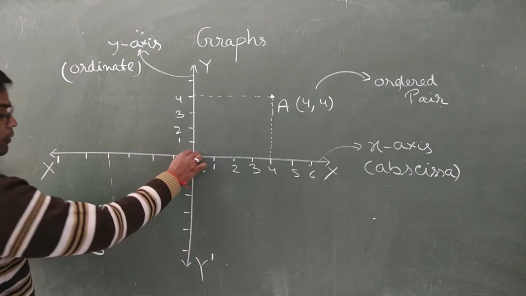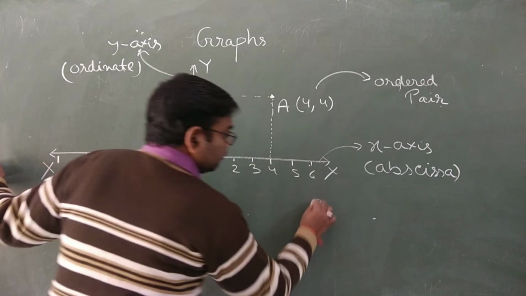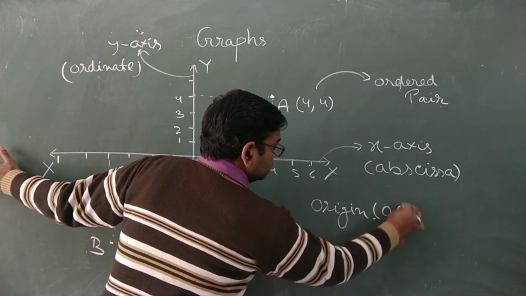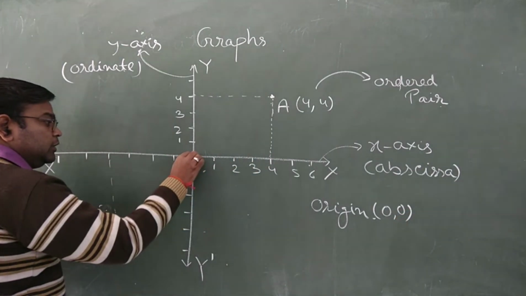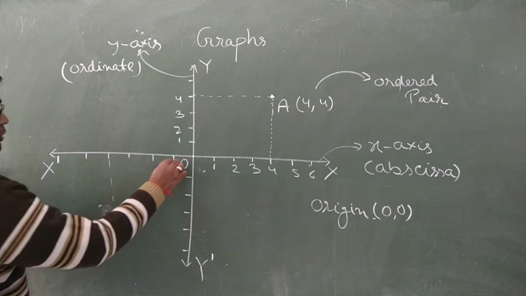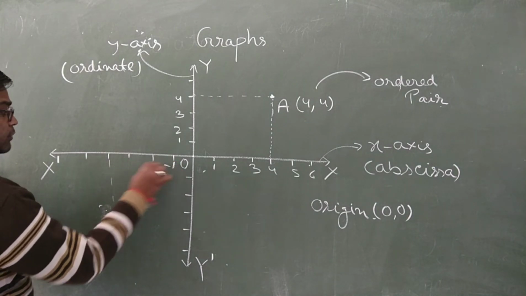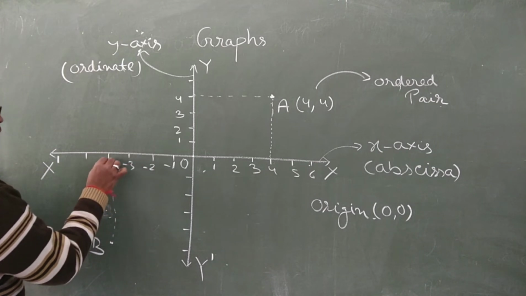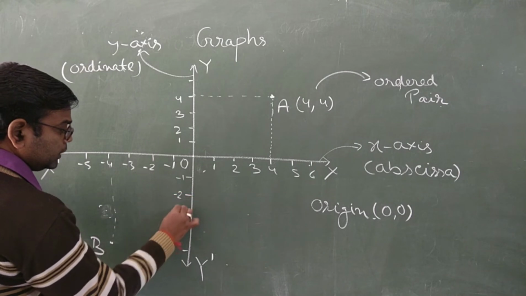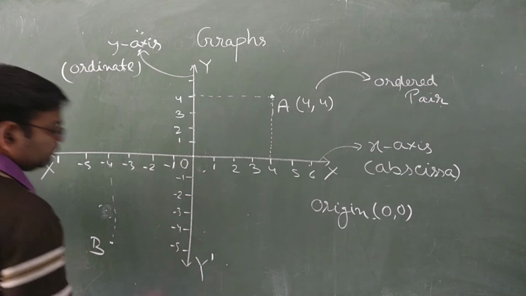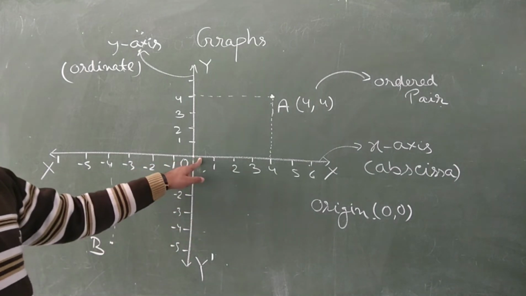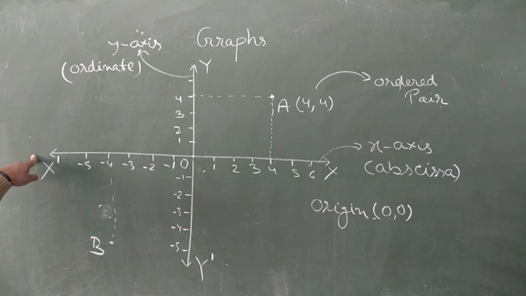From origin O, we always remember that origin is always represented by 0, 0, which means the counting starts from this point. So this is your 1, 2, and this is your negative side, -1, -2, -3, -4, -5. Again this one is also negative, -1, -2, -3, -4, -5. From the center, if you go downward, that is the negative y-axis. From the center, if you go leftward, it is the negative x-axis.